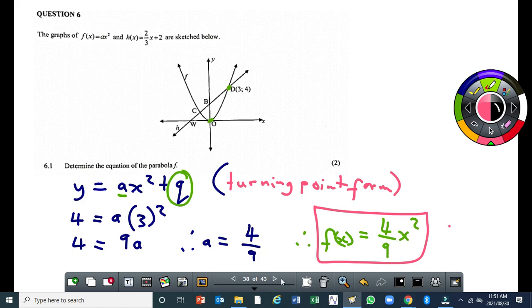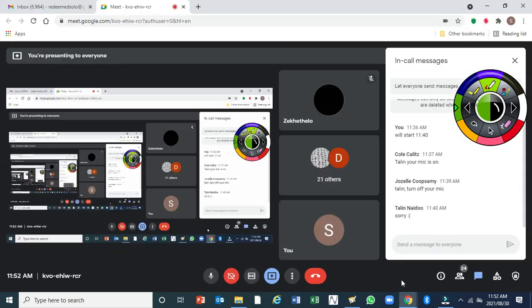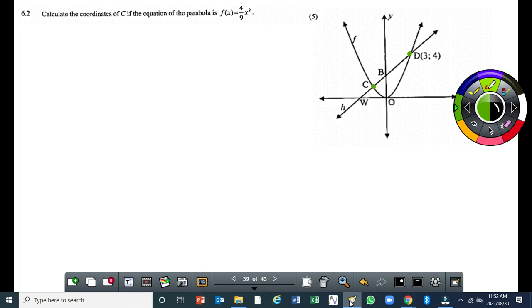Right, so the next one, we need to calculate the coordinates of C. Coordinates of C refer to the point of intersection. Now there are 2 points, we have point D and point C. Now, we know that the two graphs intersect at 2 points. Based on the graph, we have point D, we know the coordinates. We don't know the coordinates of C.